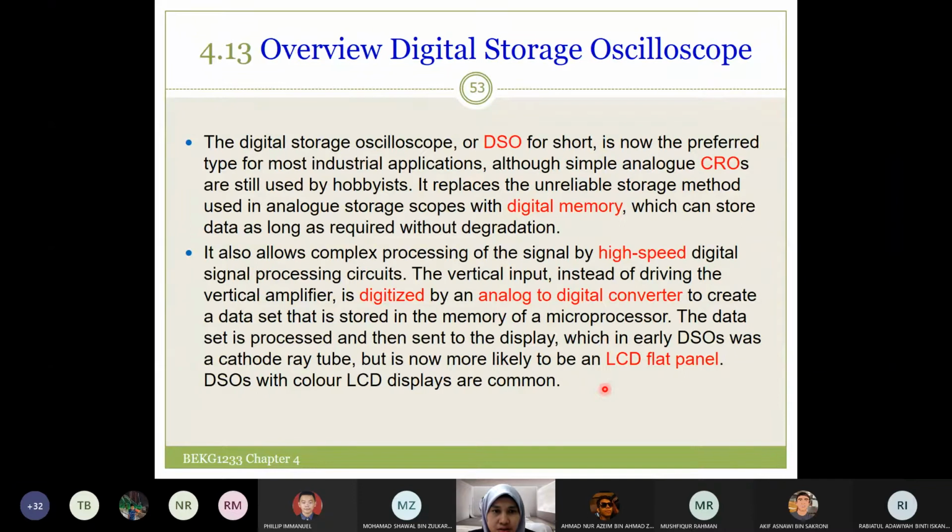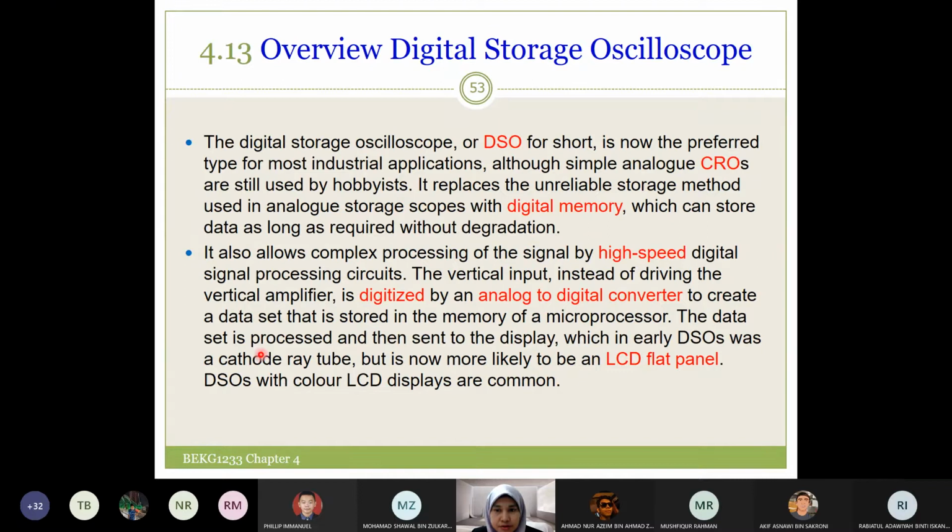Digital storage oscilloscope, or DSO for short, is now the preferred type for most industrial applications, although simple analog CROs, that we have learned previously, are still used by hobbyists. It replaced the unreliable storage method used in analog storage scopes with digital memory, which can store data as long as required without degradation. It also allows complex processing of the signal by high-speed digital signal processing circuits. The vertical input, instead of driving the vertical amplifier, is digitized by an analog to digital converter.